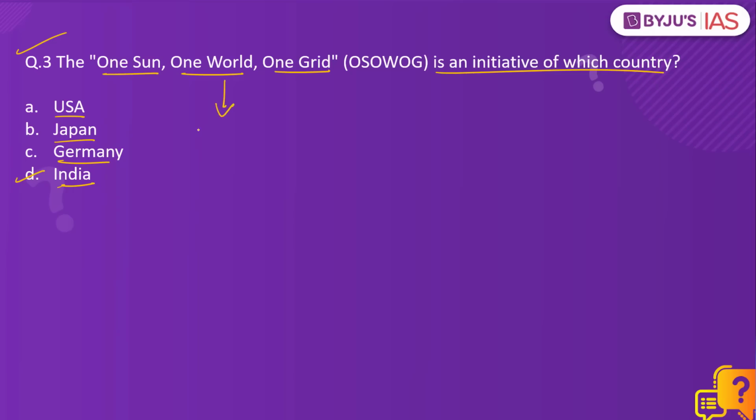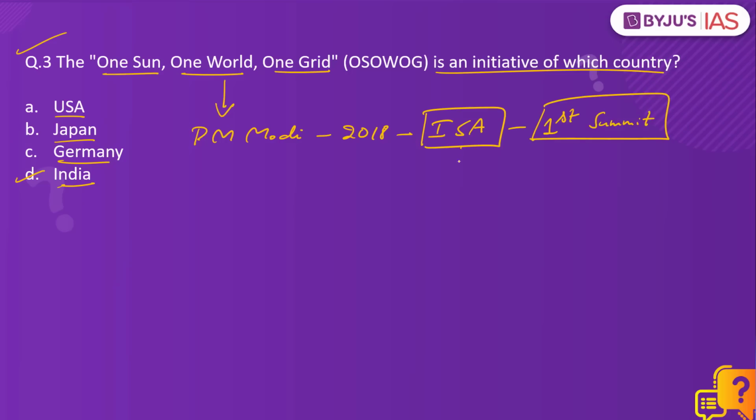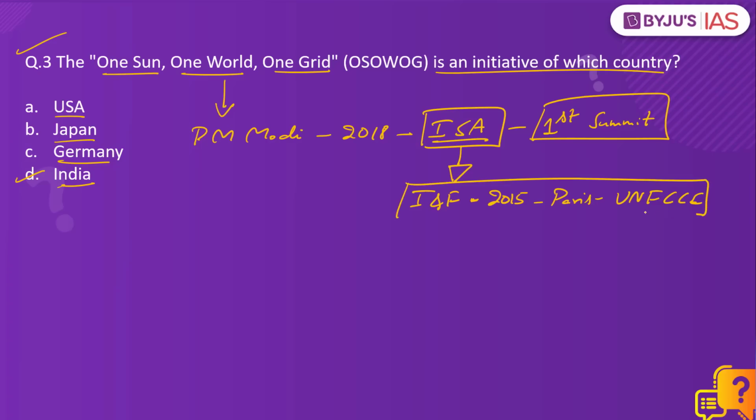See, this initiative was launched by Prime Minister Modi in 2018 when India held the first summit of the International Solar Alliance. The International Solar Alliance was an ambitious renewable energy initiative proposed by India and France in 2015 during the Paris summit of the Climate Change Convention. Under the International Solar Alliance, India proposed to tap the solar potential of tropical countries in particular, and later the membership of ISA was extended beyond the tropical countries as well, and today it has emerged as a global solar alliance.